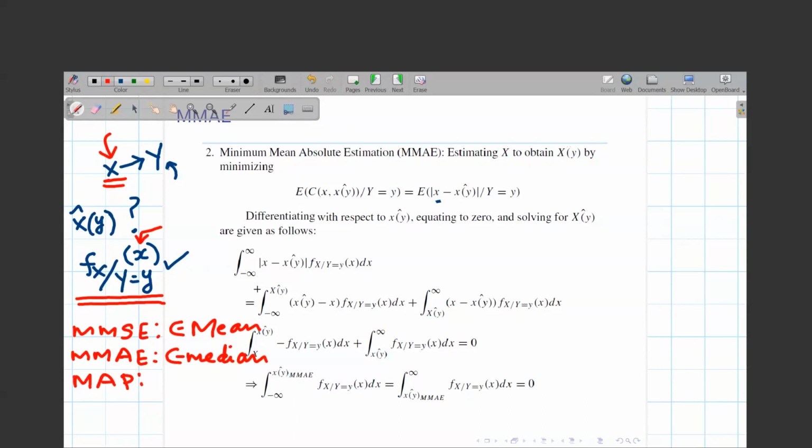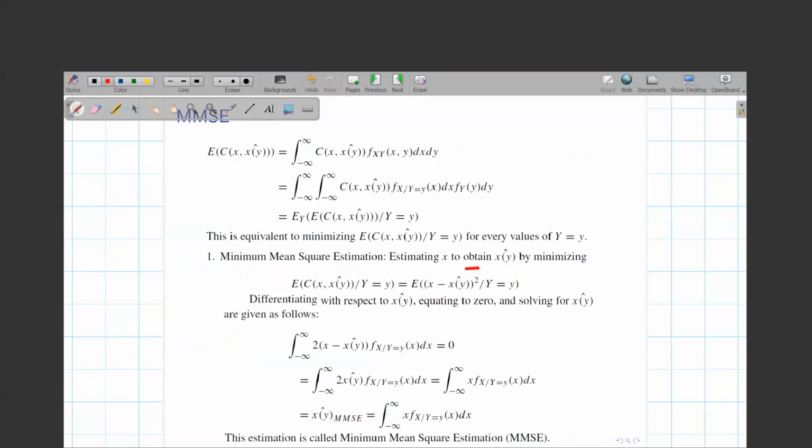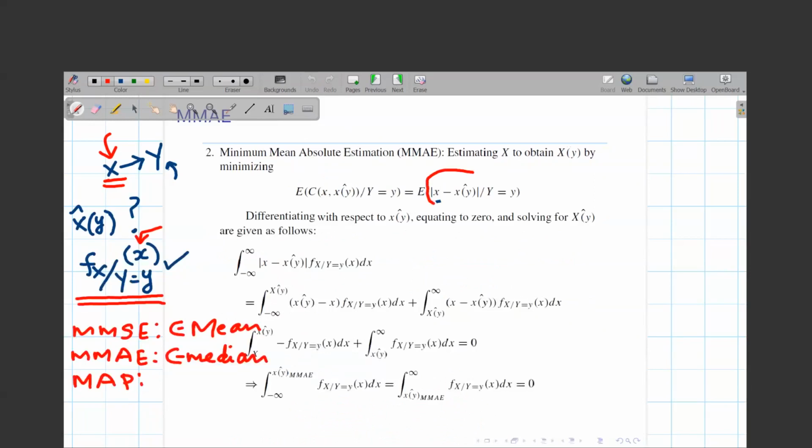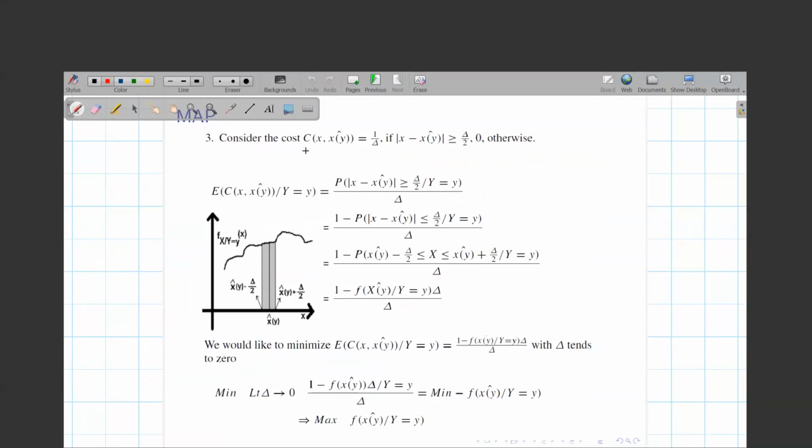Before that, for MMSE, what is the cost function? This is the cost function for MMSE, and this part alone you must know. For the other one, the cost function is x minus x cap of y, that absolute difference, is going to be your cost function. So what about MAP? What is the cost function for that?